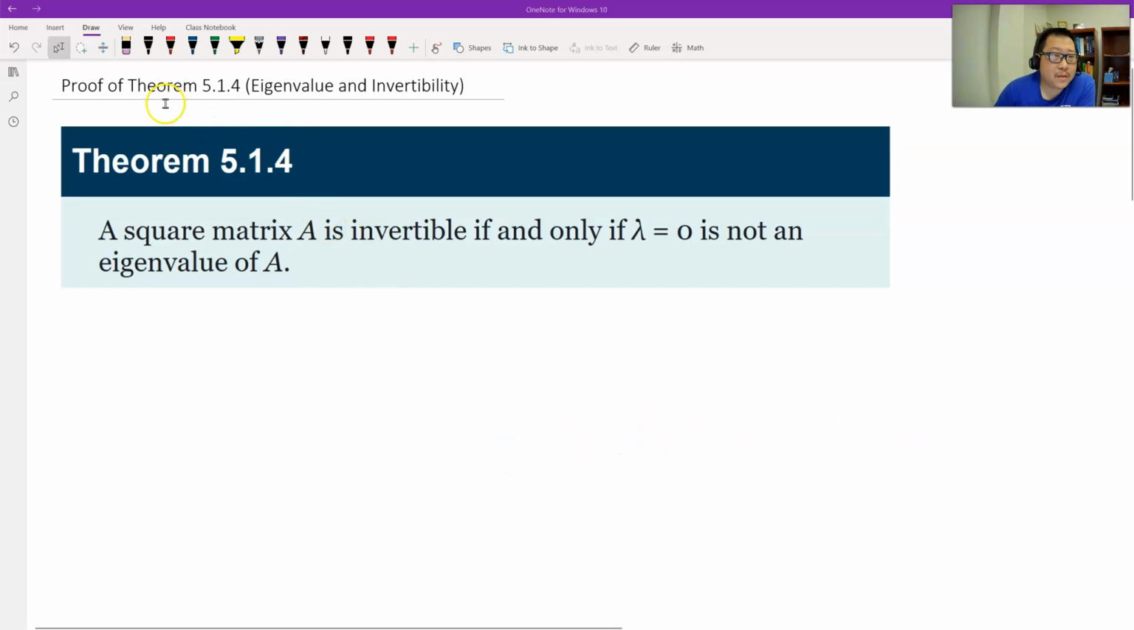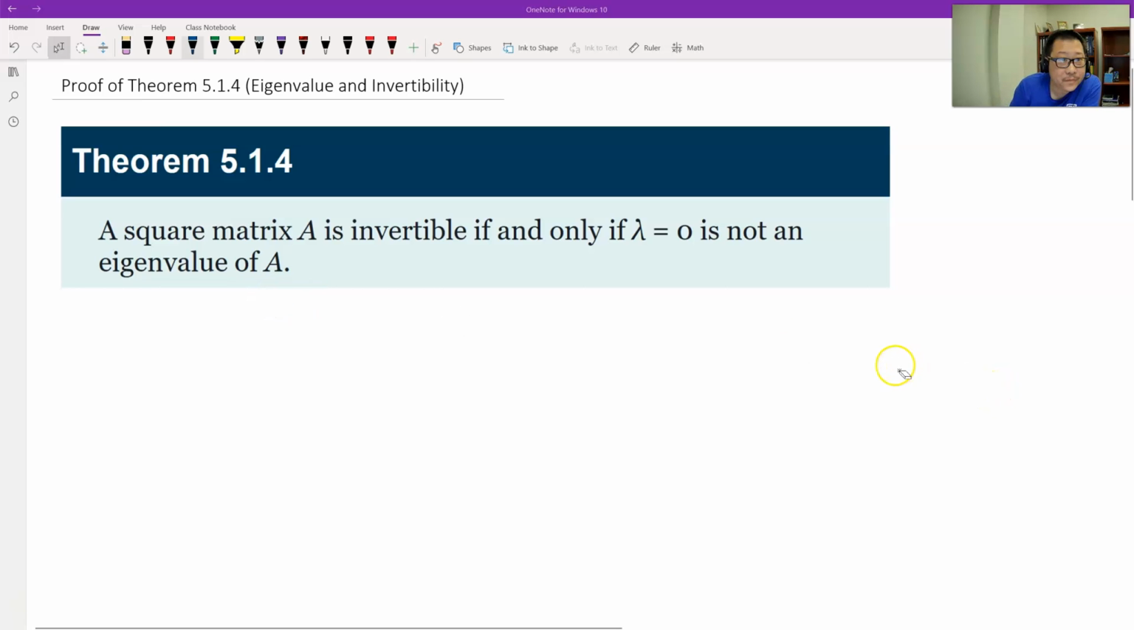In this video, let's prove Theorem 5.1.4, Eigenvalue and Invertibility. We do have a relationship between these two terms. The theorem says a square matrix A is invertible if and only if lambda equals 0 is not an eigenvalue. That's a good result. Very simple, right?